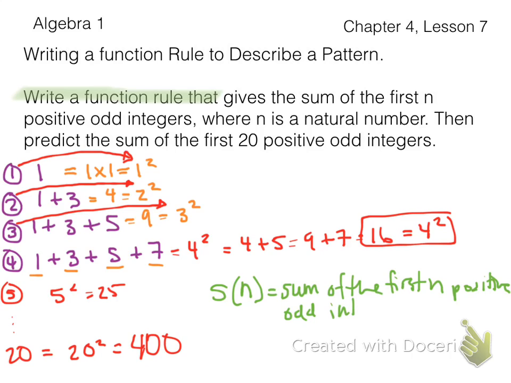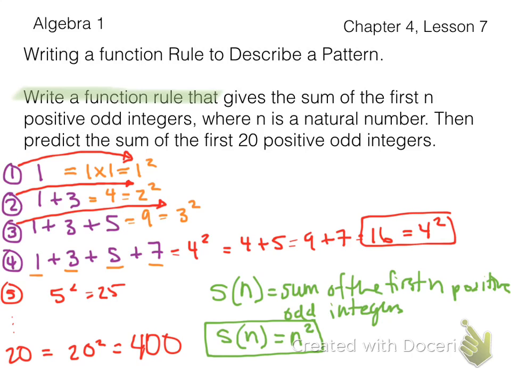I spelled that wrong. Integers. There we go. Too many R's in there. All right. So we need to actually figure out what this is. Well, if we're to look at the odd integers, we're basically figuring out where we're starting, and then it's going to give us n squared. So the sum of the n number of odd integers is equal to the number of odd integers squared. All right, so there's your function rule.